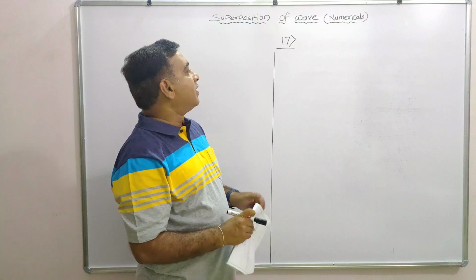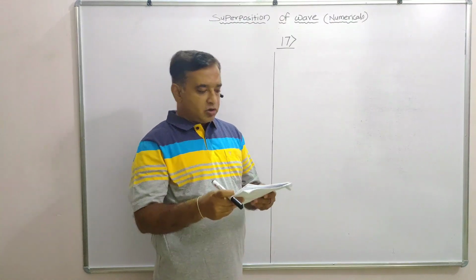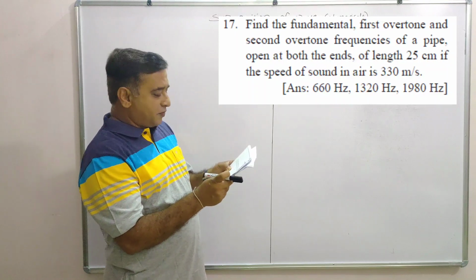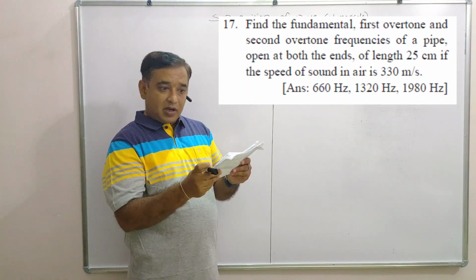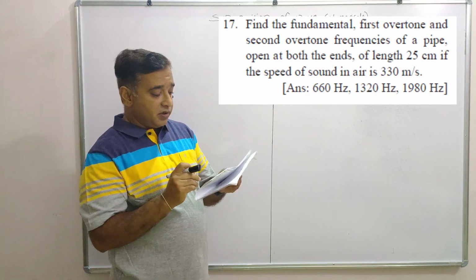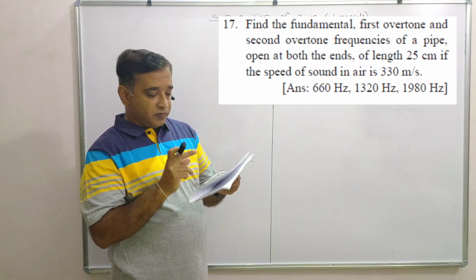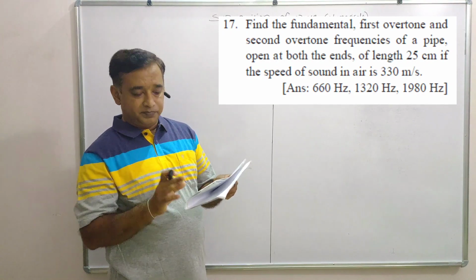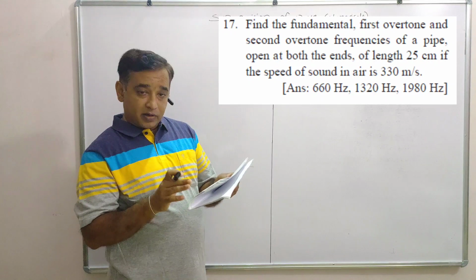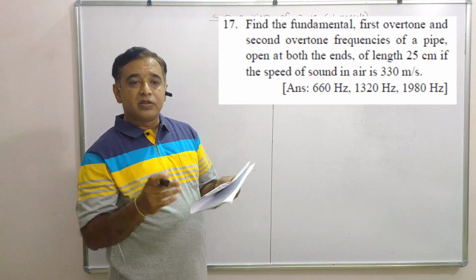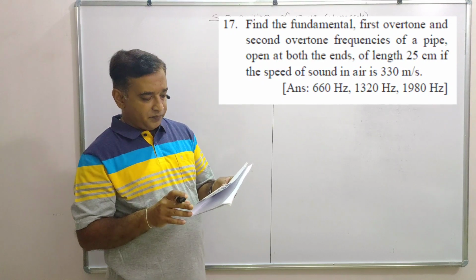Here we have the 17th numerical. I am going to read that one. Find the fundamental, first overtone, second overtone frequencies of the pipe when open at both the ends, of length 25 centimeter.